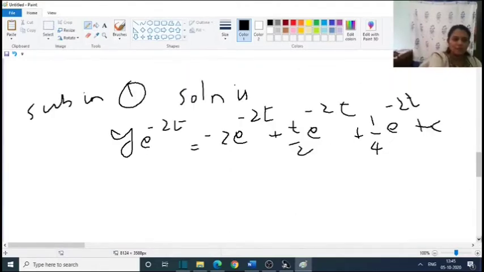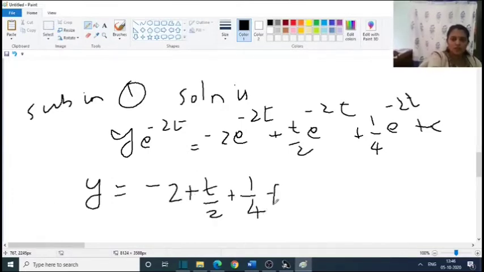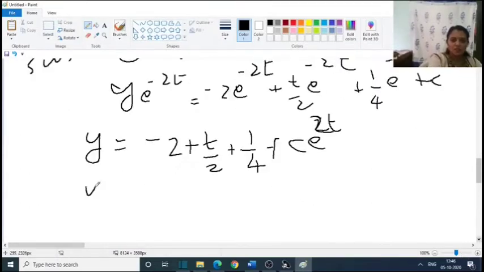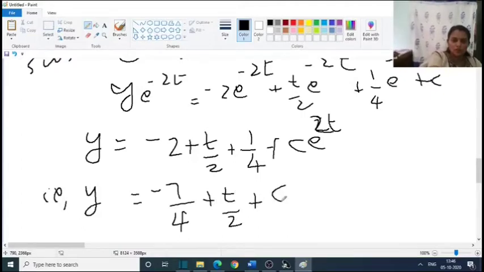Now multiply the whole equation by e raised to 2t. So this becomes y is equal to minus 2 plus t by 2 plus 1 by 4 plus c e raised to 2t. Now we have minus 2 plus 1 by 4 is equal to minus 7 by 4, plus t by 2 plus c e raised to 2t is the solution.